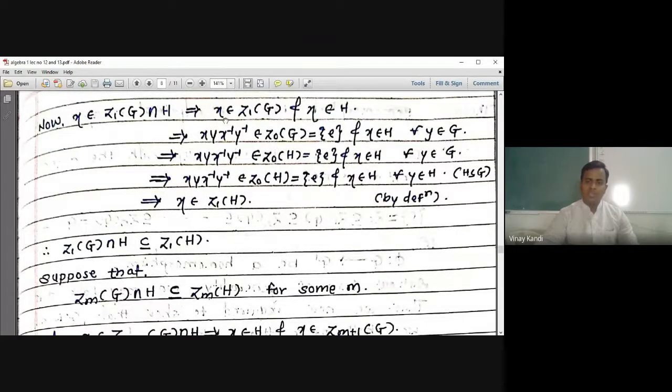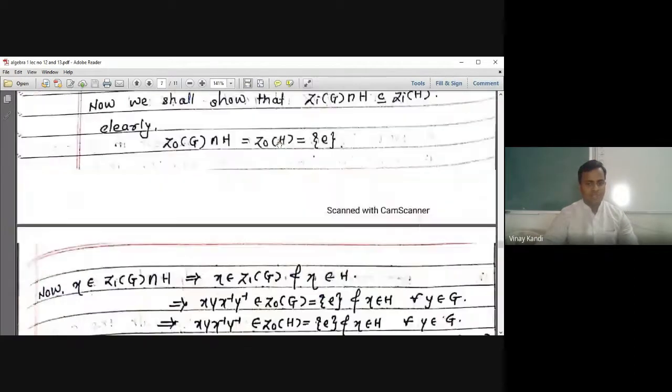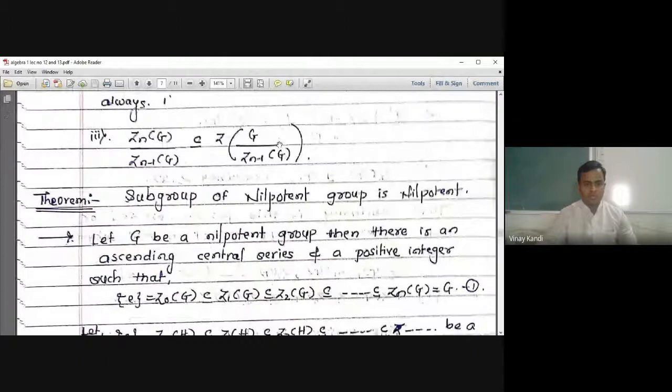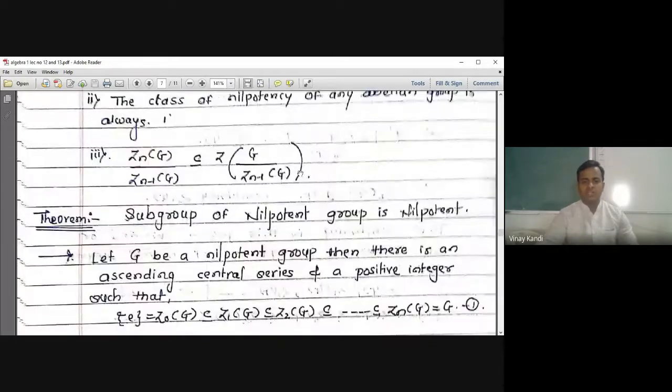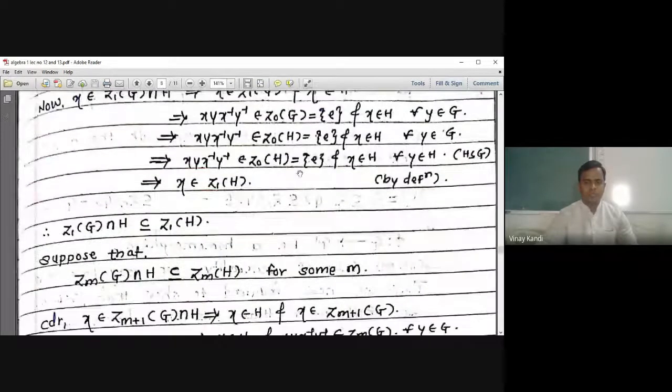Why? Because the definition of Z1 of G says that x y x inverse y inverse belongs to Z naught of G, by the definition of this one. Take n equal to 1 here. So what we have: x belongs to G, x inverse y inverse belongs to Z naught of G, using that definition here, for all y belongs to G.